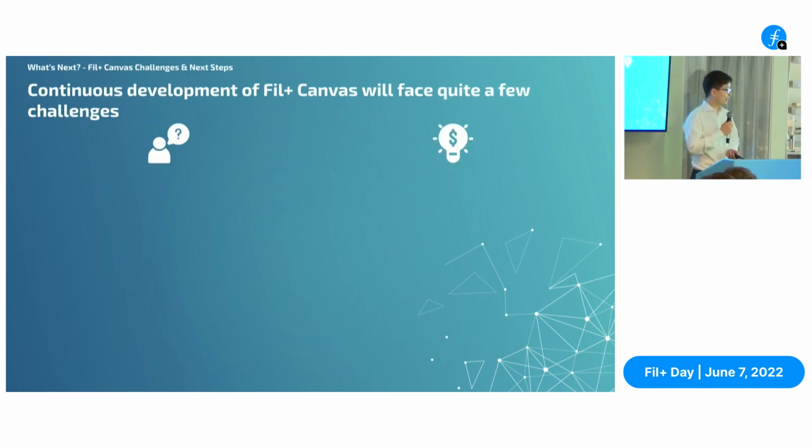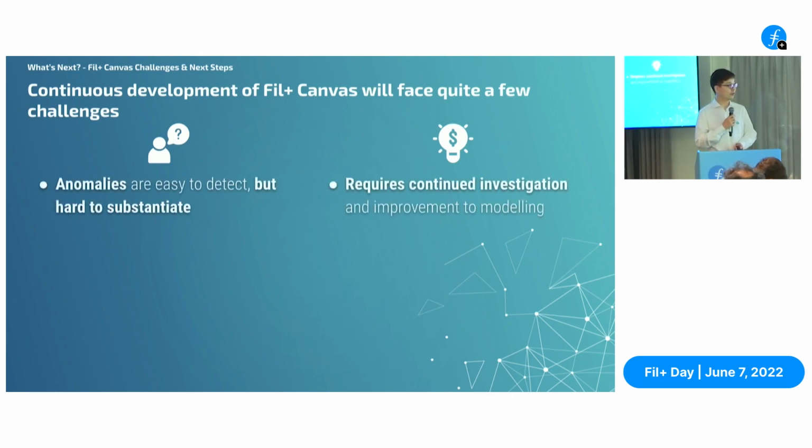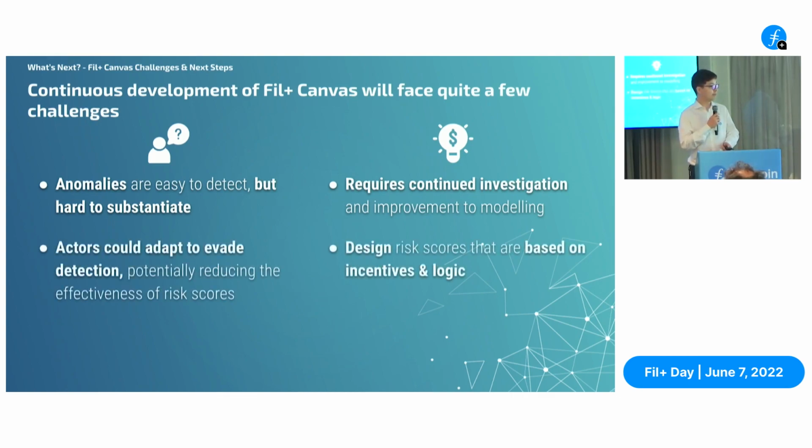So with all this said, there's a couple of challenges we're still facing. For example, anomalies are very easy to detect, but hard to substantiate. This would require continuous investigation and collaboration with the ecosystem players, especially Deep and Galen and the governance team, to really substantiate these types of suspicious behaviors. On top of that, we believe actors could also adapt to evade any type of detection. If you imagine this as a game theory thing, actors could adapt to whatever governance behavior we introduce to the ecosystem.